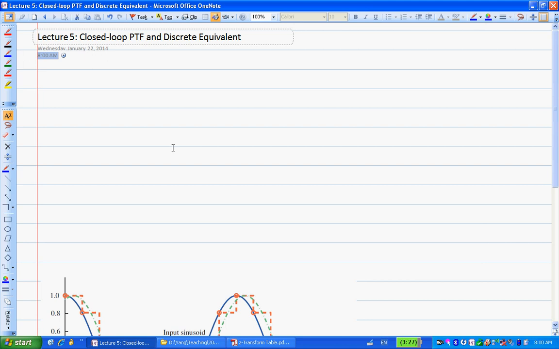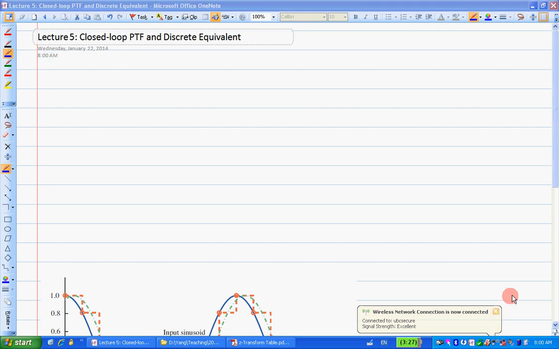Good morning, let's start the lecture. We're going to finish a little concept from Lecture 4, and then get on to the new concept, Lecture 5, which is closed loop transfer function, and then we'll talk about discrete equivalence. So far we have finished the open loop transfer function.